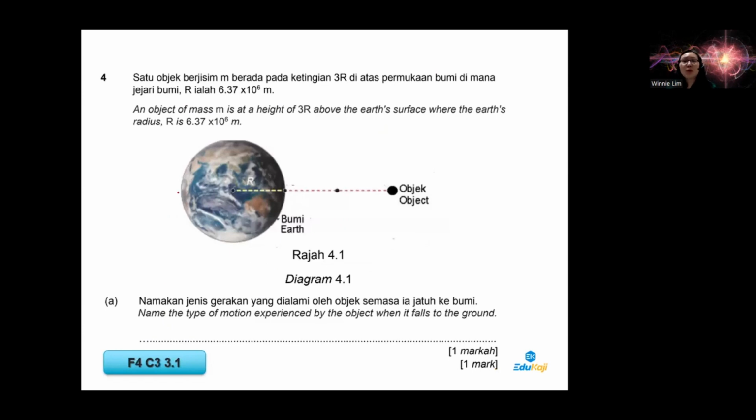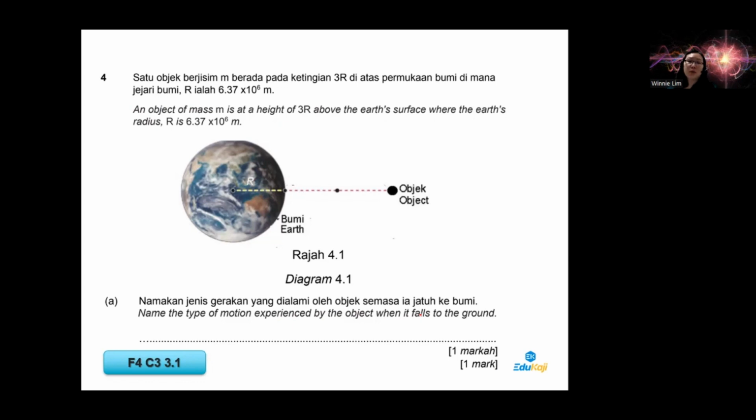Okay, then we move on to question 4. Question 4 is in Form 4, topic Gravitation. An object of mass m is at a height of 3R above the Earth's surface, where the Earth's radius R is 6.37 times 10 to the power of 6 meters. Name the type of motion experienced by the object when it falls to the ground.